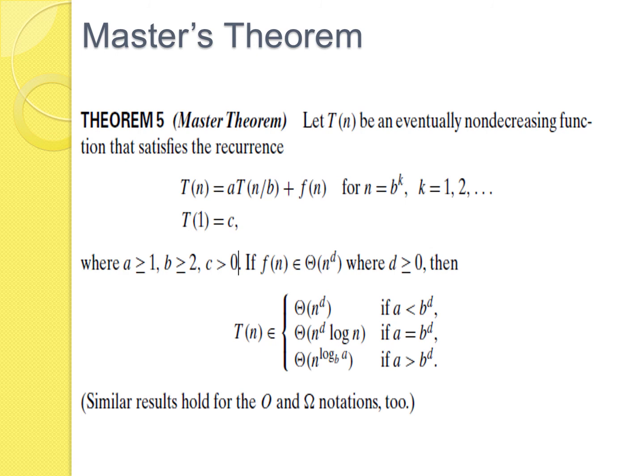The master's theorem states that T of n is an element of theta of n power d if a is less than b power d. T of n is an element of theta of n power d multiplied by log n if a equals b power d. T of n is an element of theta of n power log a base b if a is greater than b power d. Similar results hold for big O and big omega notations also.